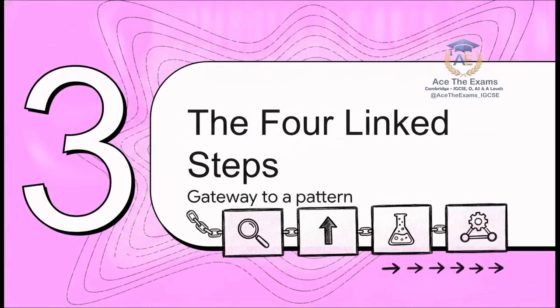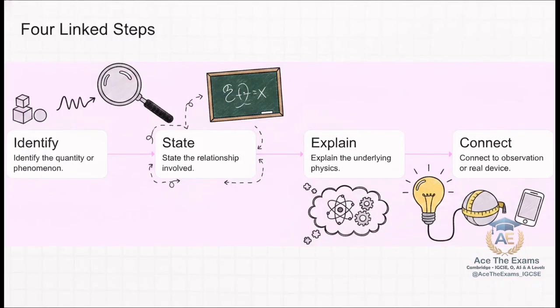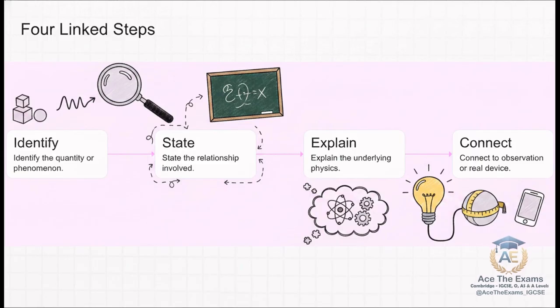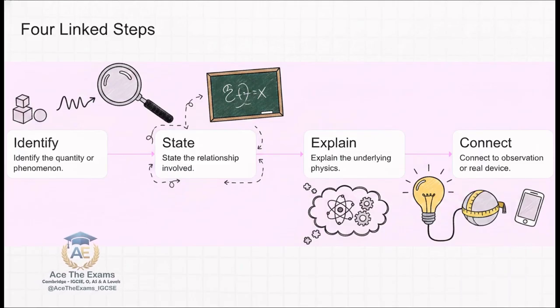Moving to section 3, the 4 linked steps. This is where we undergo the transformation and build your gateway to a bigger scientific pattern. Let's do a live rewrite of those flawed answers we talked about earlier. We are going to watch the red pen marks transform into green check marks using this physics success blueprint. Mastering these 4 linked steps is an absolute game changer for your grades.